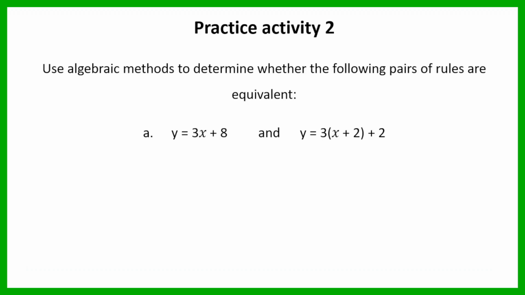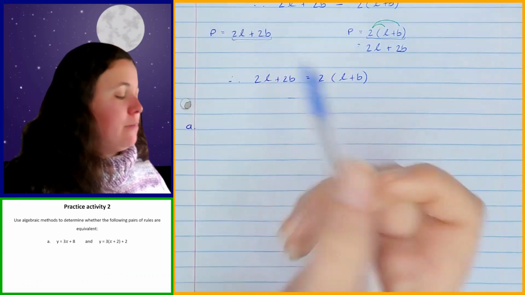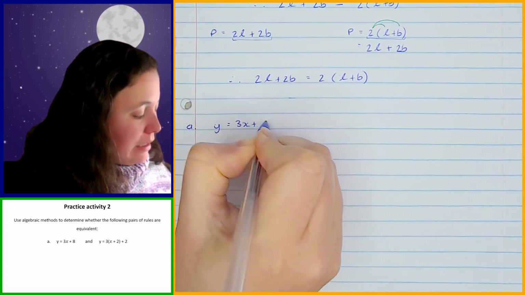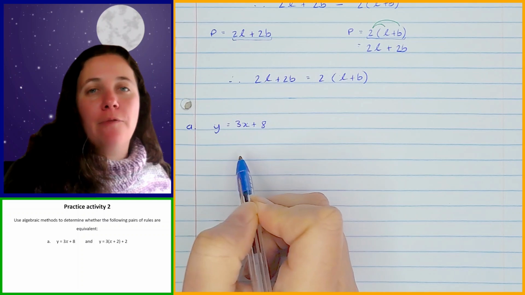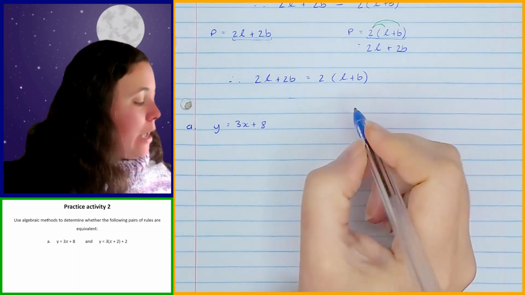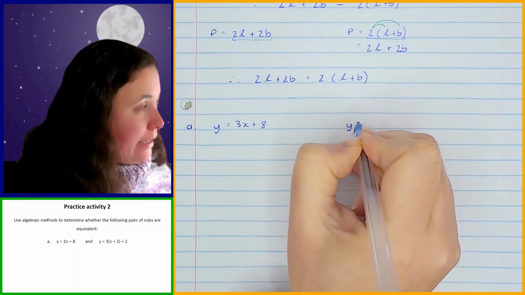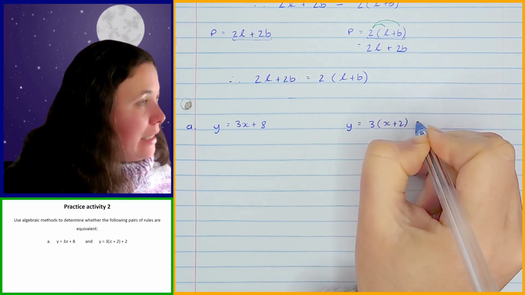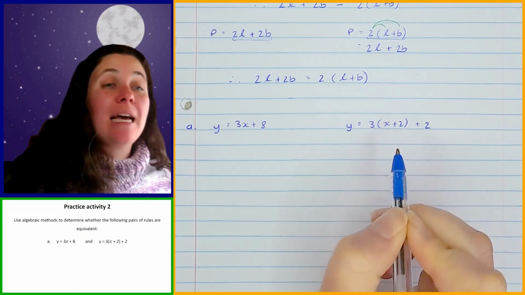Okay, so let's go through that example. Over here, my first equation was y equals 3x plus 8. Now this I can't simplify. There's nothing I can really do with that. But let's go and have a look at the second one. y equals 3 and then brackets x plus 2 and then plus another 2. Now this I can simplify.